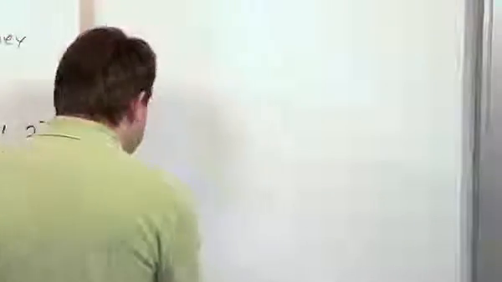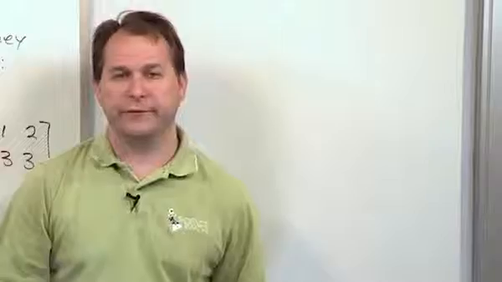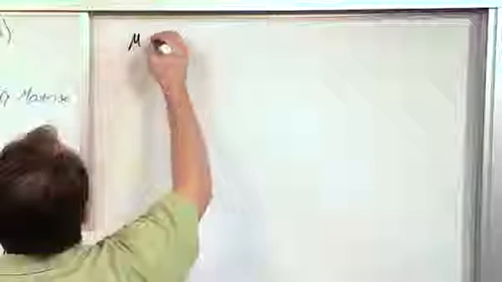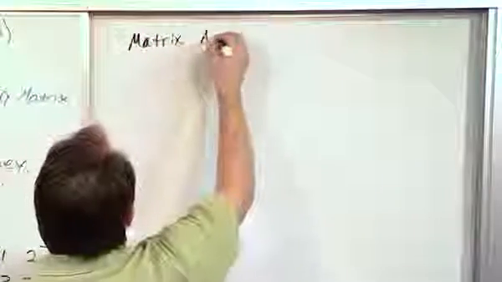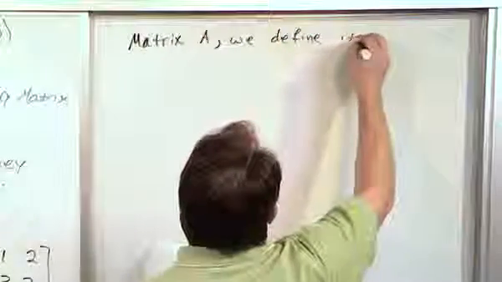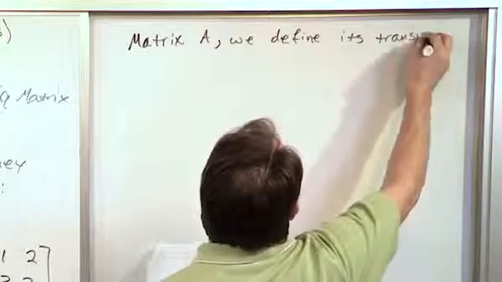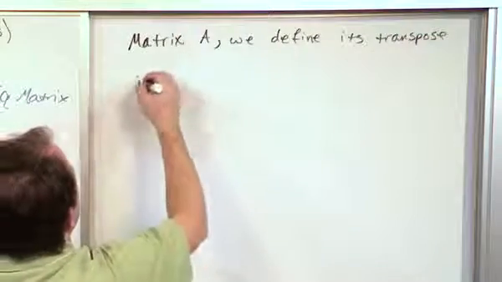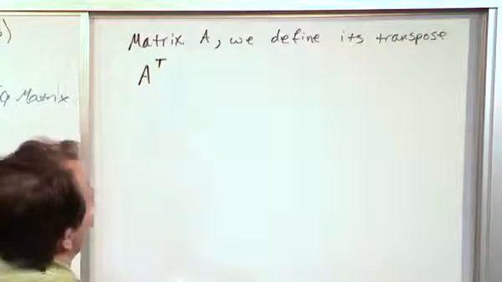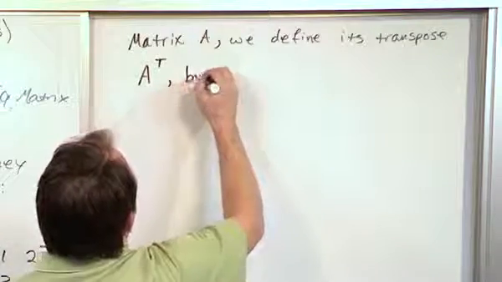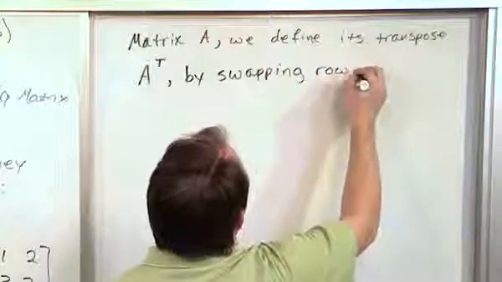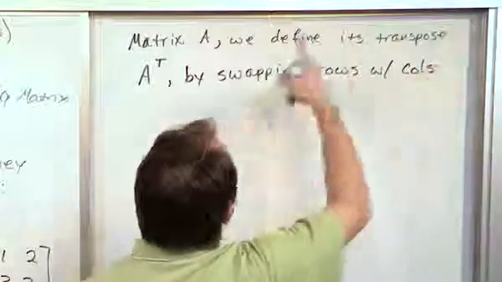Now we're going to talk about something called matrix transpose, right? Matrix transpose. So what we have is for a matrix A, we define its transpose, and we denote the transpose by A^T because we're getting the transpose matrix from the matrix A that we started with, okay, by swapping rows with columns. And this is my loosey-goosey definition.